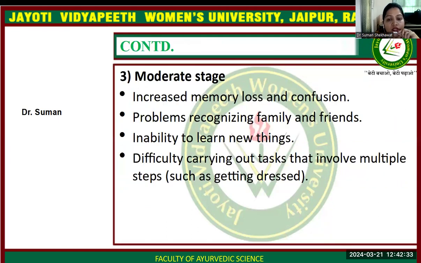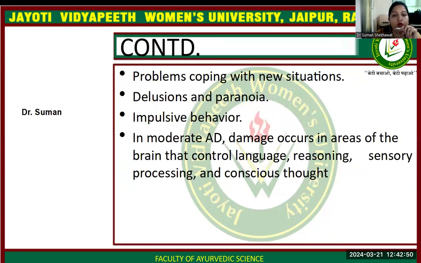Moderate stage: increased memory loss and confusion. Problems recognizing family and friends. Inability to learn new things. Difficulty carrying out tasks that involve multiple steps, such as getting dressed. Problems coping with new situations, delusion, paranoia, impulsive behavior. In moderate Alzheimer's disease, damage occurs in areas of the brain that control language, reasoning, sensory processing, and conscious thought.